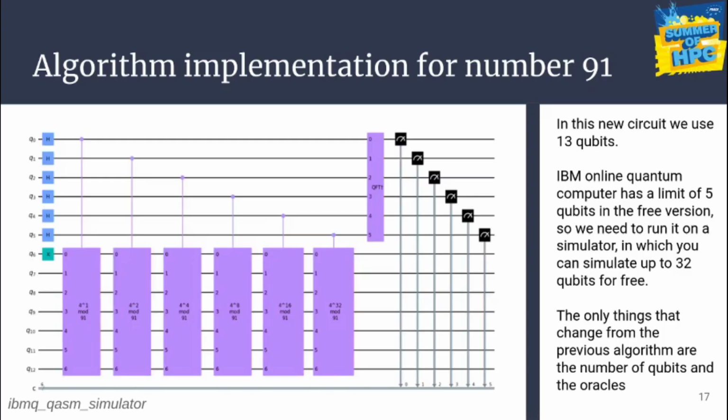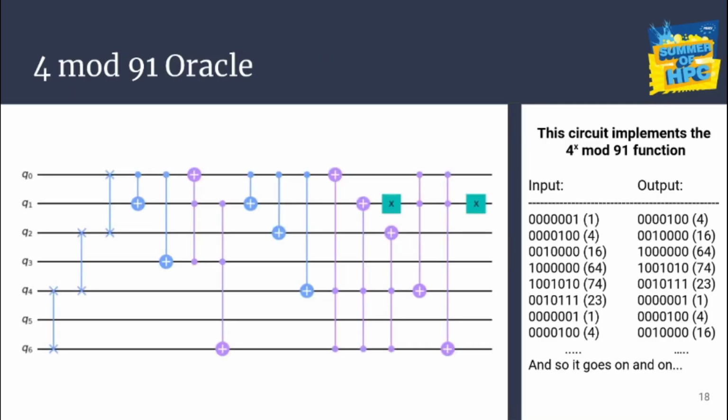In this circuit we have used 13 qubits. Except for the number of times we apply the oracle, the circuit works exactly the same as the previous one. We have to run this circuit in a simulator because the free version of the IBM quantum computer did not allow us to use more than 5 qubits. With this oracle, we try to get something similar to the previous example, only using 4 modulo 91. So when we have 1, we want to get 4. When we have 4, we want to get 16, and so on.